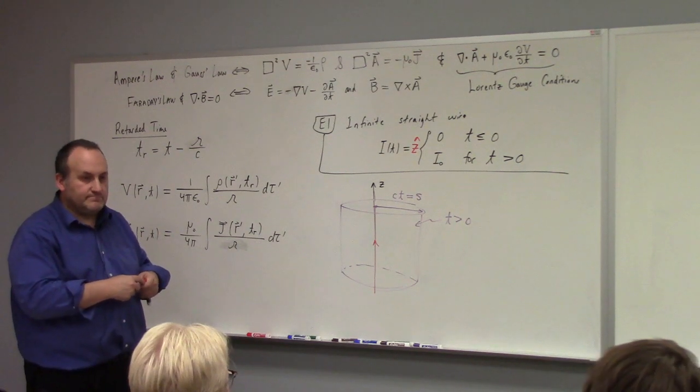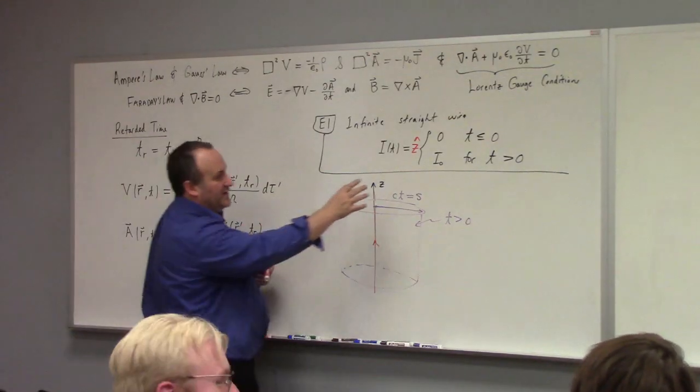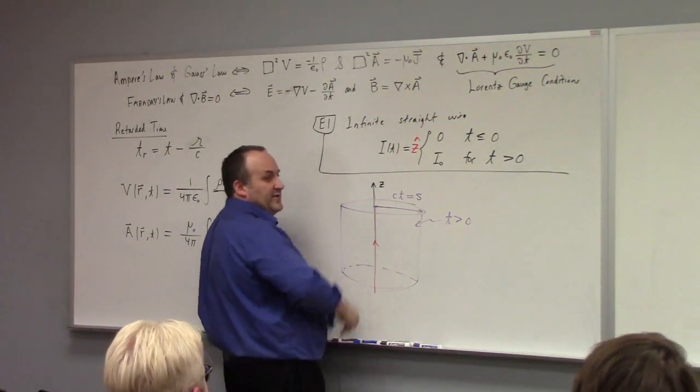Are we just assuming that the whole wire instantly has current? Yeah, this is a constant current everywhere. So once it starts, it just starts moving everywhere.